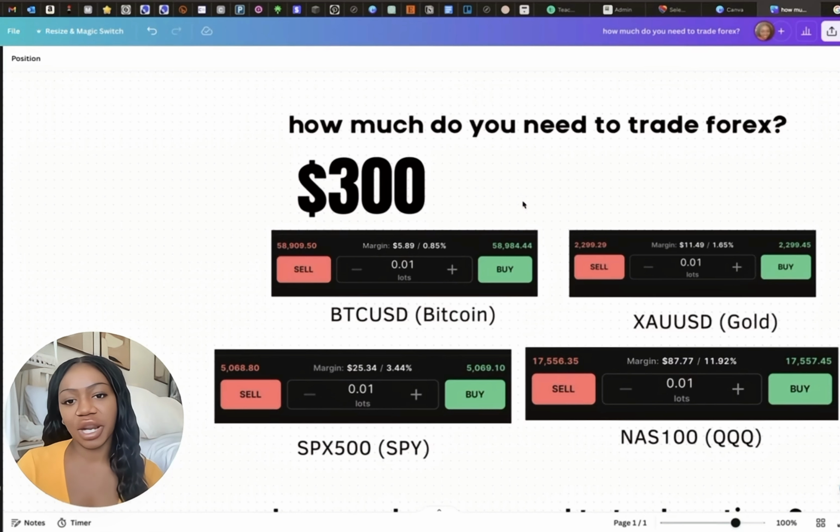And this is a number that I've stuck beside for a while. When people ask me how much money do you need to trade Forex, I say 300 is going to be the minimum that I suggest you open an account with and start trading with.